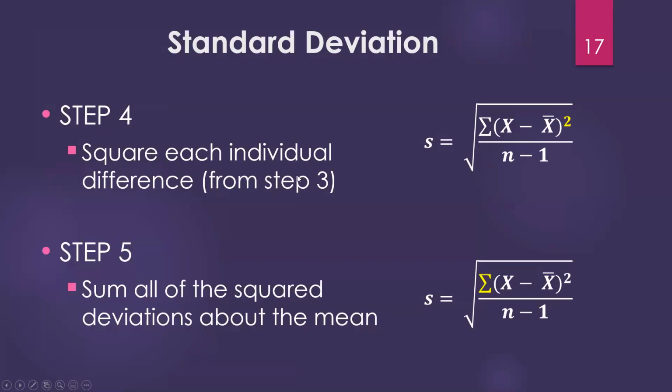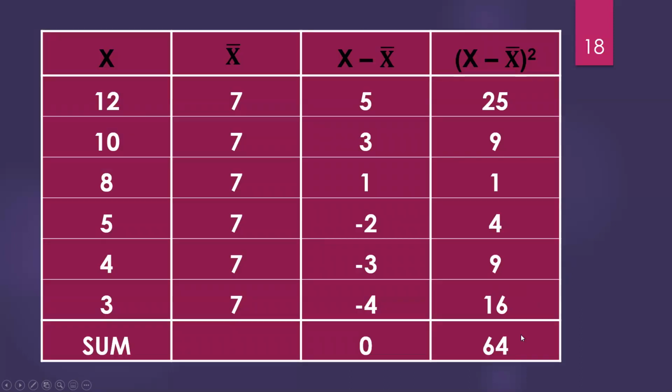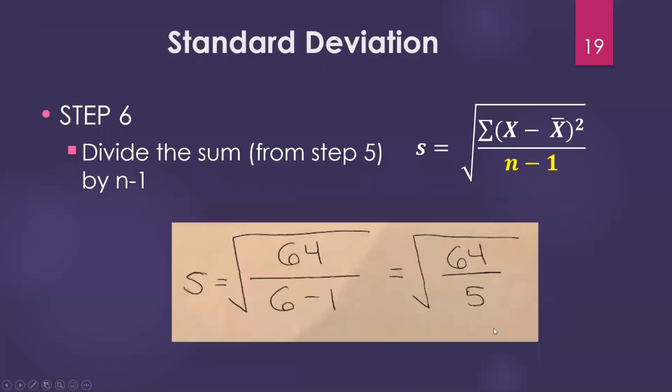So now we've just worked through step 4, filling in column 4. We've done this squaring all of our X minus X bars. Step 5 then is adding up all of our X minus X bar squares. So after we filled in column 4, then we add up this column. We add 25 plus 9 plus 1 plus 4 plus 9 plus 16, and that gives us 64. So now this gives us this top part, right? After working through step 5, this gives us our numerator of 64.